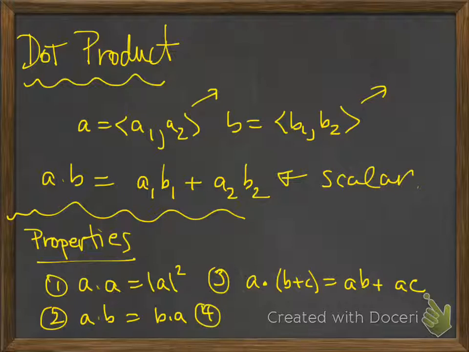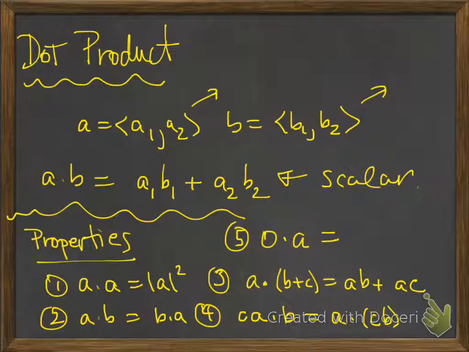4 is that if I take a constant times my vector A, so I scale it, get a new vector, and dot that with B, that's the same thing as if I take A and dot it with that same scaled factor of B. And the last one, which I'm going to put above here because I ran out of room, is that the 0 vector dotted with A should obviously give you 0. So that's 0 vector, that's 0 number.